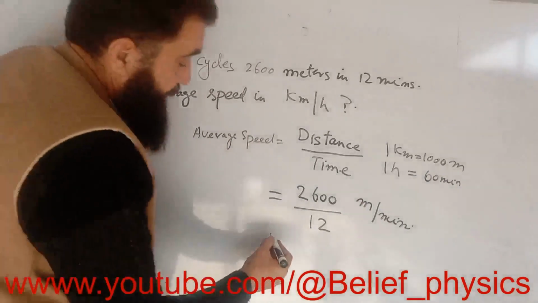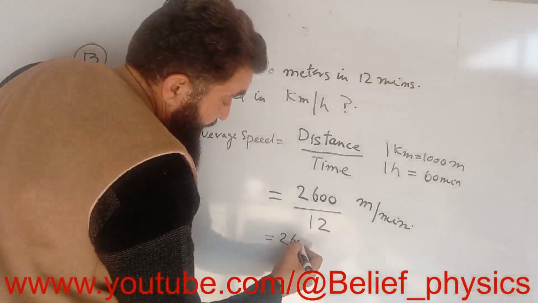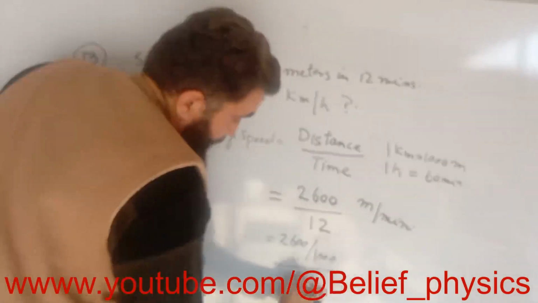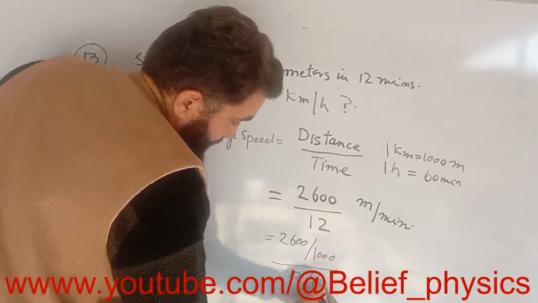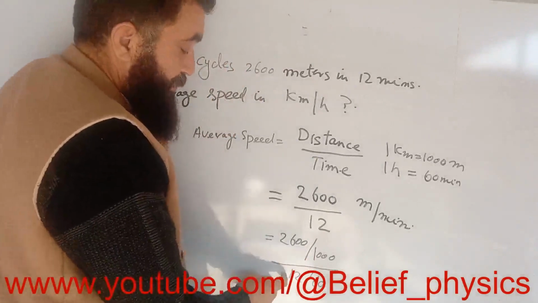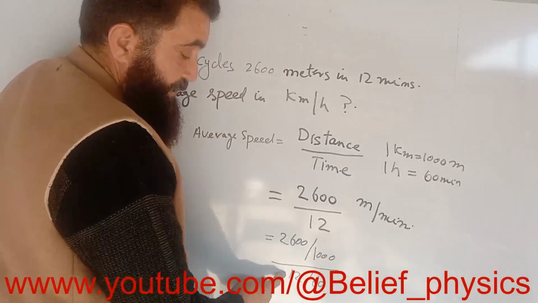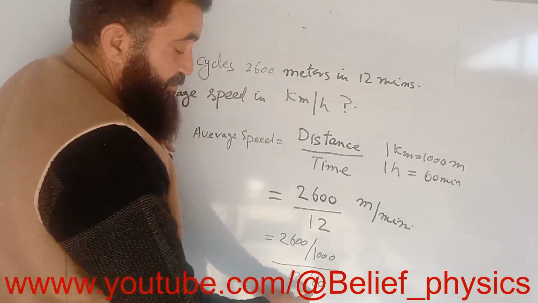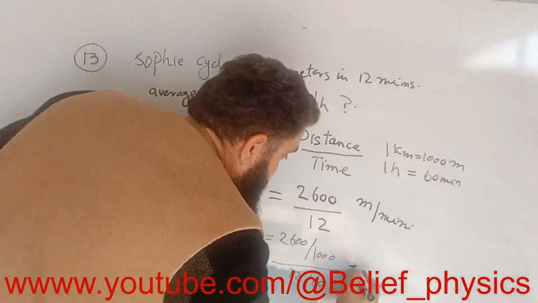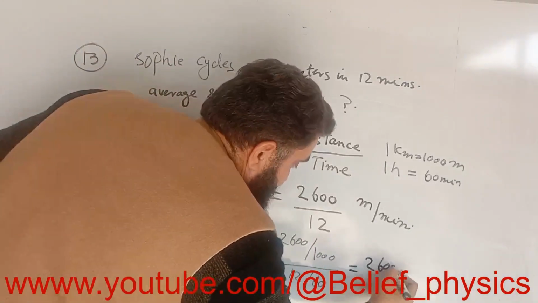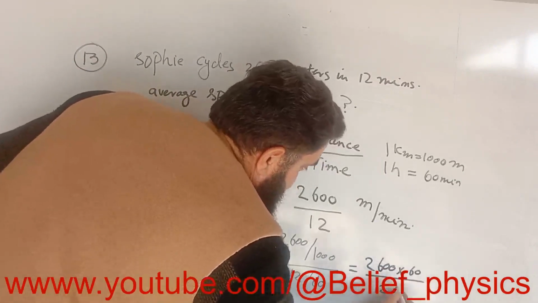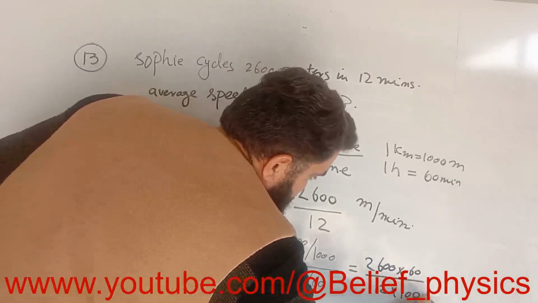So we will divide 2600 by 1000 and 12 by 60. Now the denominator of the numerator will multiply with the original numerator, and the denominator of the denominator will multiply with the numerator. So we will write it like that. This will be equal to 2600 into 60 divided by 12 into 1000. Now we have to work it out.